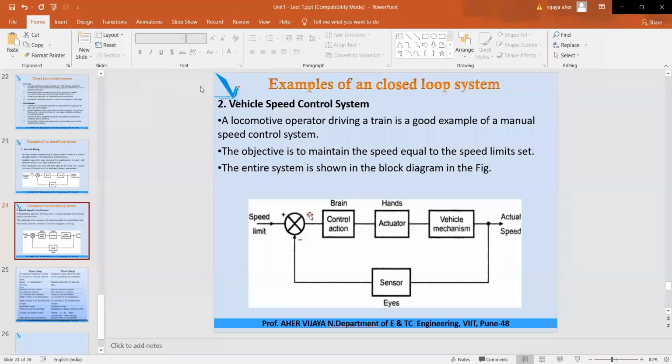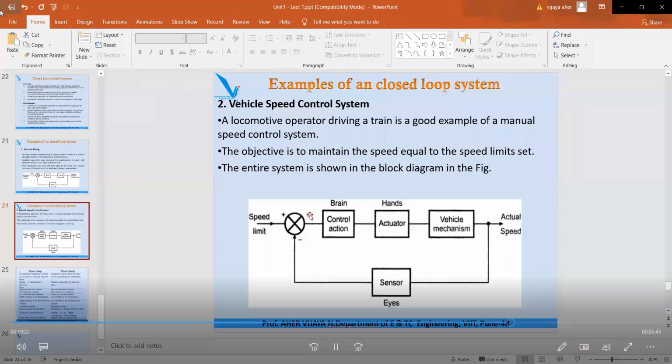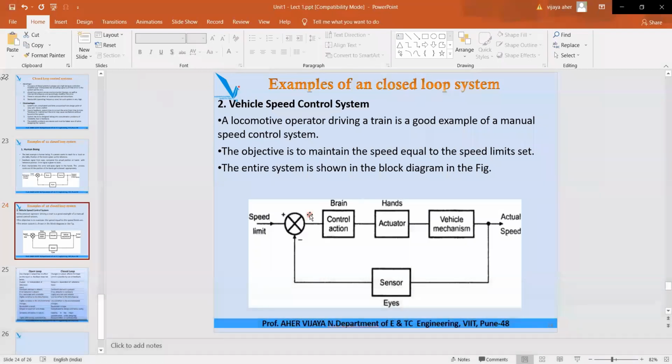A locomotive operator driving a train is a good example of a manual speed control system. So the objective is to maintain the speed equal to the speed limit set. Now the entire system of speed control is given over here. So this is the second example of a closed loop system.